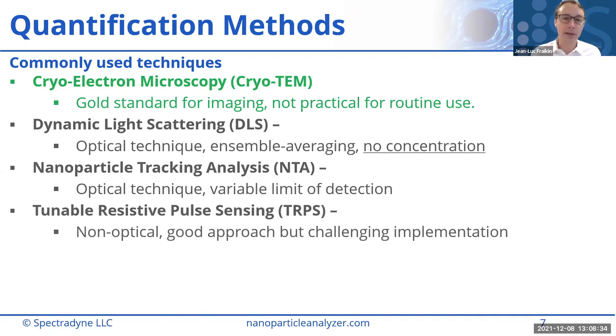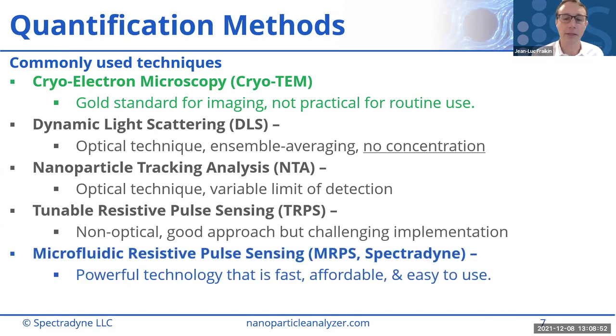At Spectradyne, we're big fans of non-optical techniques for particle measurement. There's one that's been on the market for about a dozen years now. It's called tunable resistive pulse sensing, or TRPS. This is an electrical method, so it's an approach that we're a fan of. This particular one has a challenging implementation. That brings us to our technology, which is Microfluidic Resistive Pulse Sensing, or MRPS. This is a powerful technology. It's fast, affordable, and easy to use.